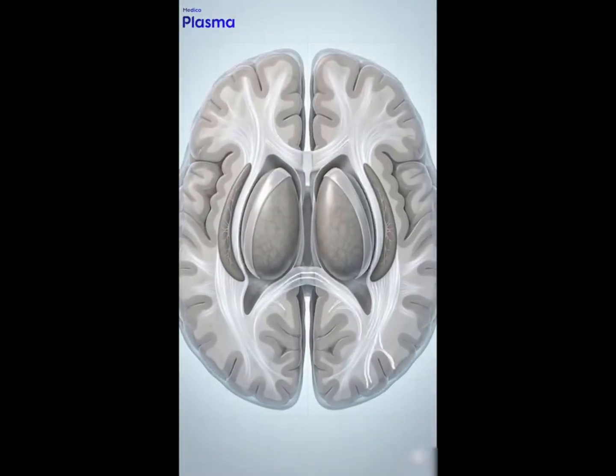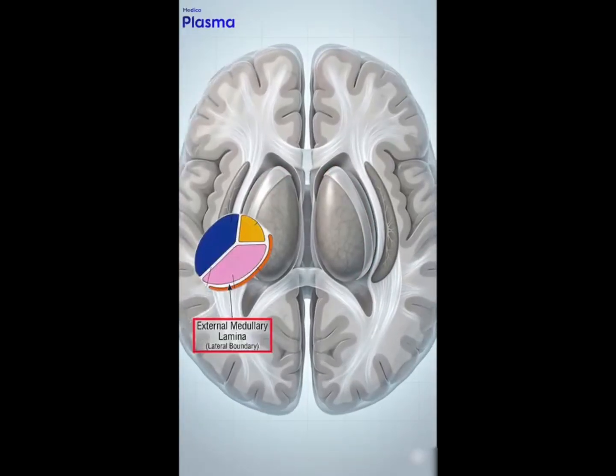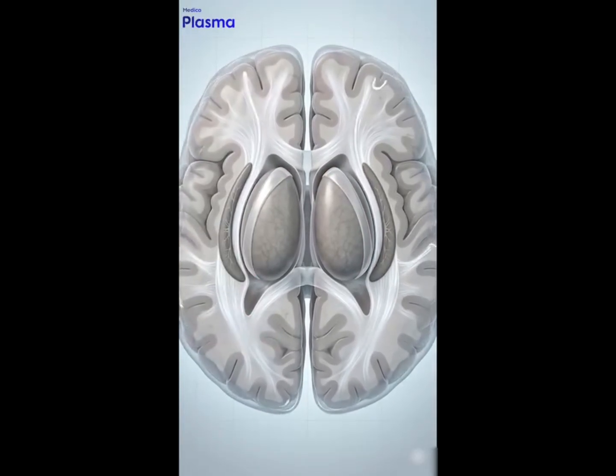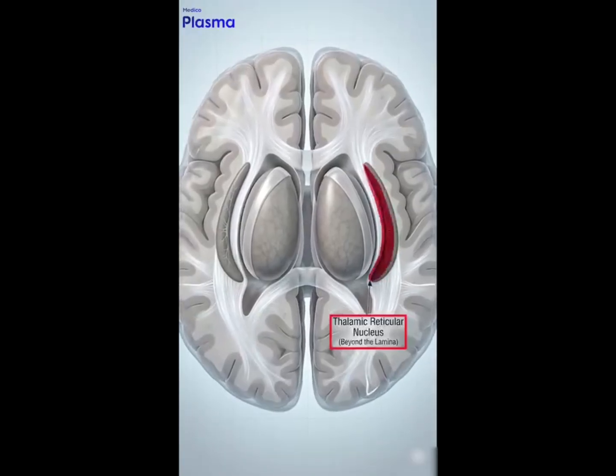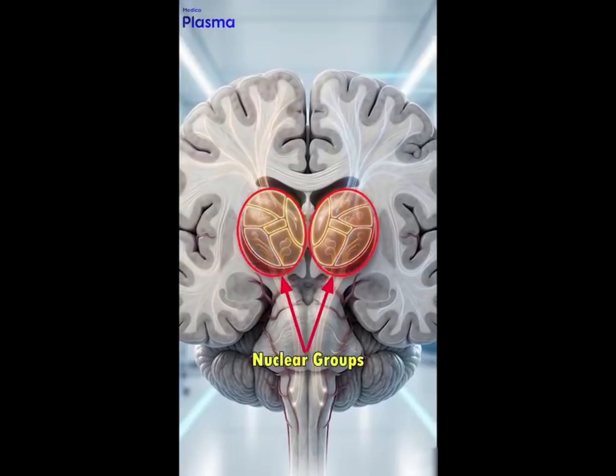Dorsally, the thalamus is covered by the stratum zonale, while laterally it is bounded by the external medullary lamina, beyond which lies the thalamic reticular nucleus. Functionally, the thalamus is organized into nuclear groups.